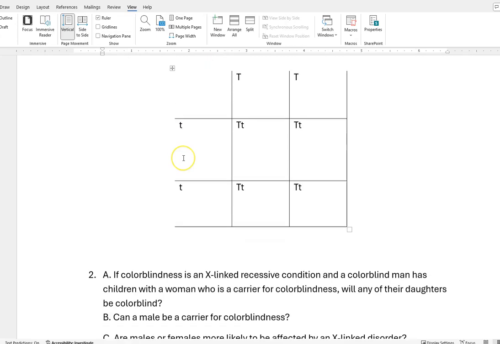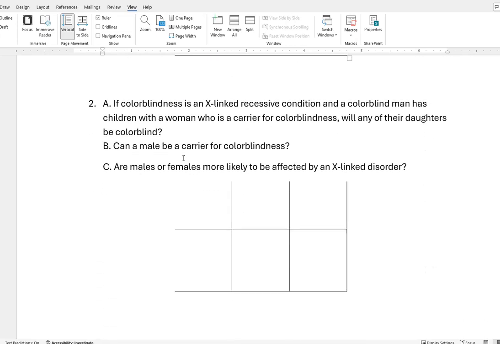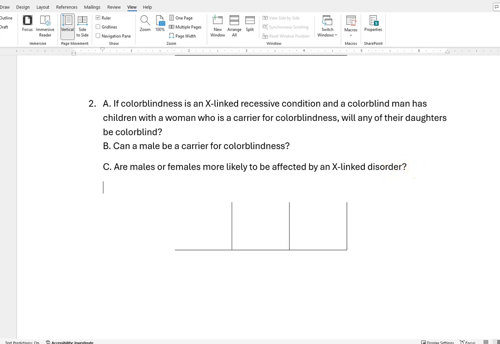All right, so let's move on to question 2. It says if color blindness is an X-linked recessive condition. So here we have color blindness being X-linked. The previous question was not X-linked at all. We didn't mention anything about X-linkage. So only apply the X and Y chromosomes to a question where it says X-linked is part of the condition. Don't make the assumption that it's there.